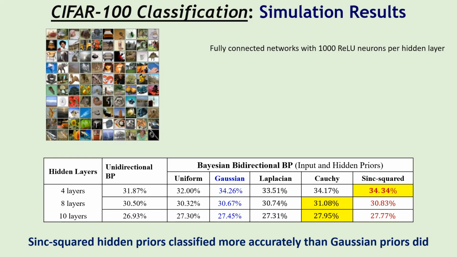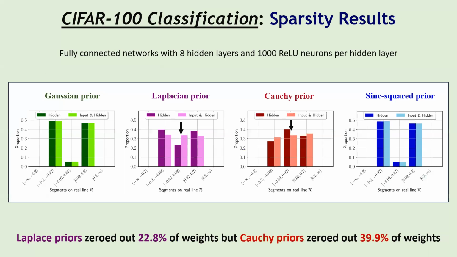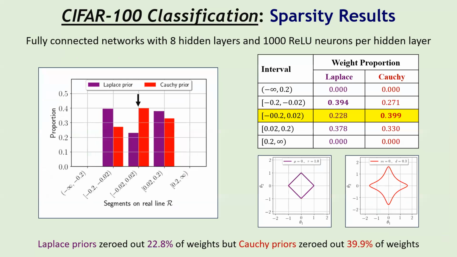In the more difficult case of 100 different types of images, Sinc-Squared again did well, outperforming the Gaussian, and Cauchy did well for the deeper layers, and Cauchy outperformed the Laplacian, both in classification accuracy and crucially in sparsity, now giving Cauchy about 40% zero weights versus Laplace giving just under 23% zero weights. And again, the best performing Cauchy that we found was the soft diamond in red you see in the lower right-hand corner that corresponds to this version of 0.3. The Laplace is on the left.